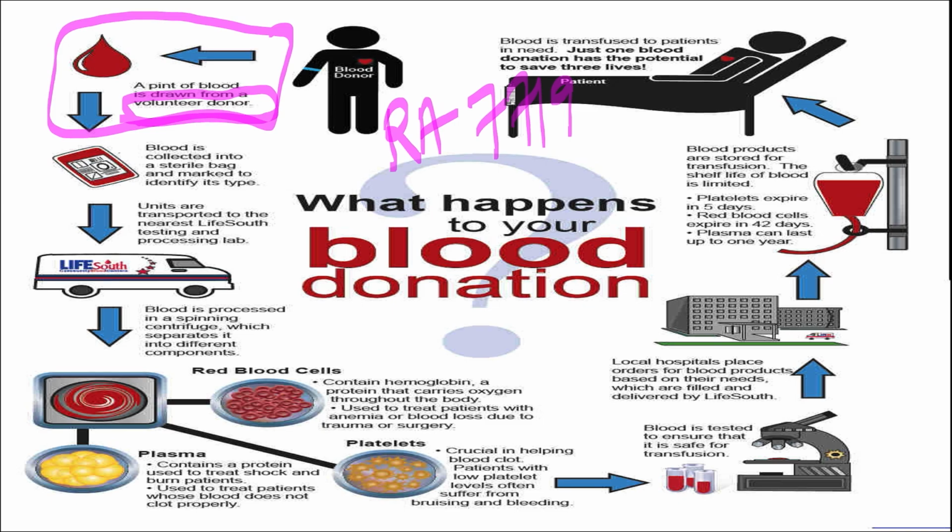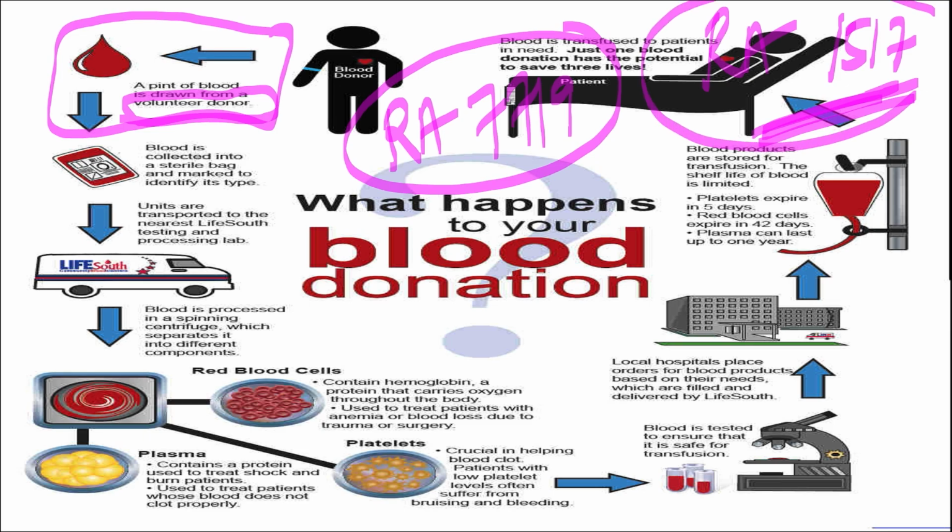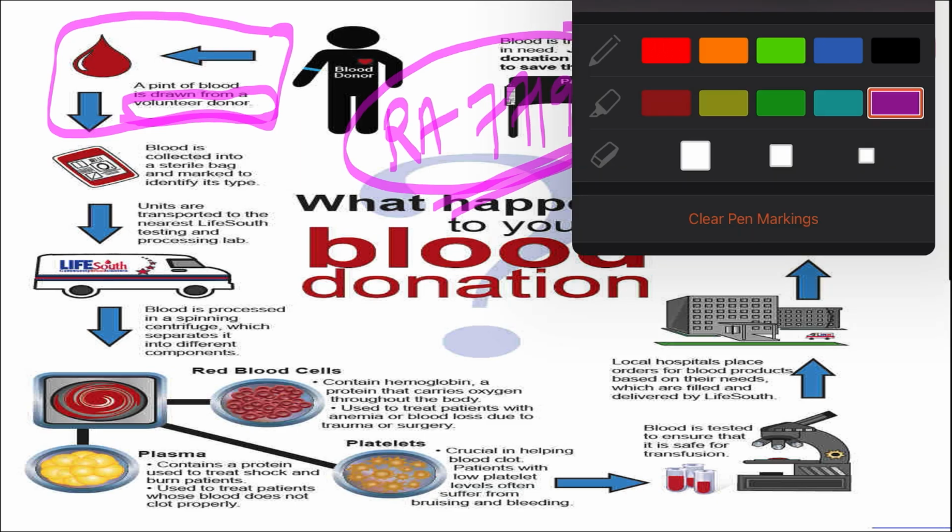Do not confuse RA 7719 with RA 1517. RA 1517 is the blood bank law, which specifically prevents trafficking in human blood, not only the whole blood, but also its products, its derivatives, or the blood components. Those are the differences between RA 7719 and RA 1517. Again, RA 7719, the National Blood Services Act of 1994, promotes voluntary blood donation, provides sufficient supply of safe blood, and regulates blood banks. RA 1517, the blood bank law, prevents trafficking in human blood, its products, its derivatives, and any blood components.